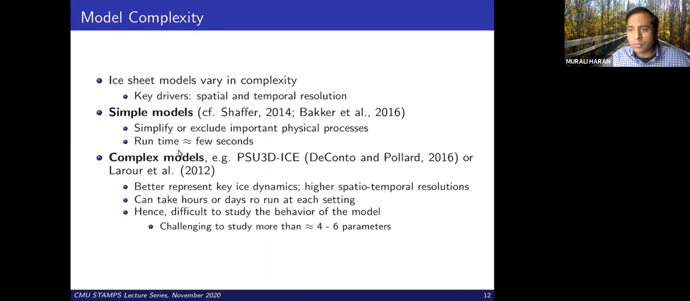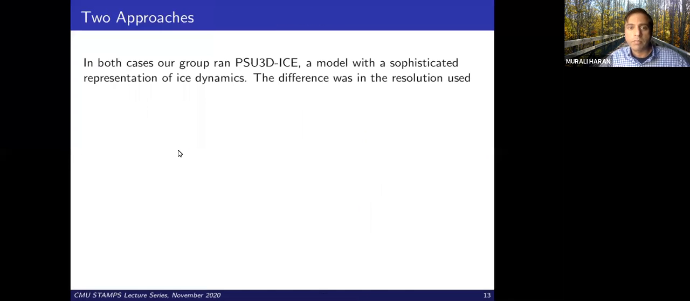But then you have something that's more complex and sophisticated, like this PISM 3D ice model. It better represents key ice dynamics and can provide higher spatio-temporal resolution. But the big problem is that it can take hours or days to run at each setting. Hence, it's difficult to study the behavior of the model as you vary the parameter settings. So in our case, it's hard for us to do anything more than about 4 to 6 parameters.